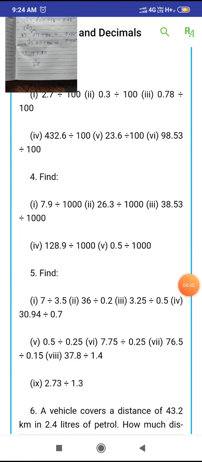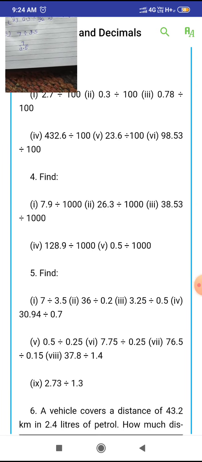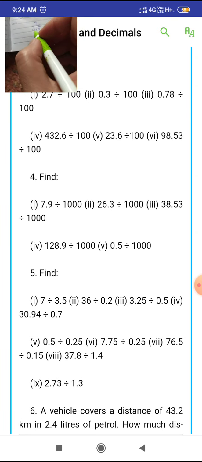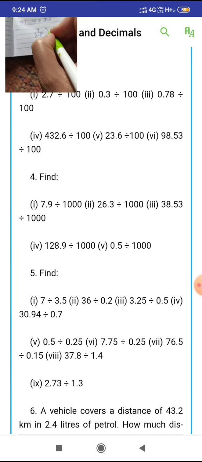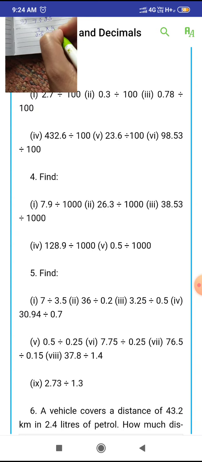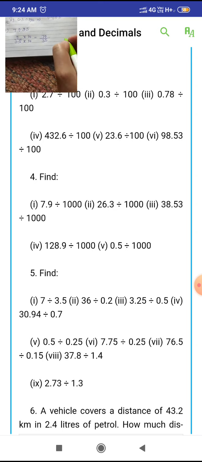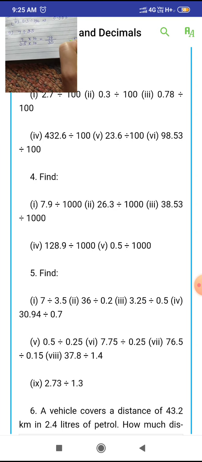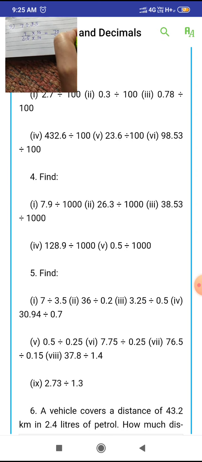So students, when you have a decimal number in the denominator portion, first remove the decimal from the denominator. So here is 3.5, and for removing the decimal, we should multiply our denominator and numerator by 10. So we have 70 upon 35. Now simply divide 70 by 35 and we have 35 2s are 70, and we have 2 as our answer.